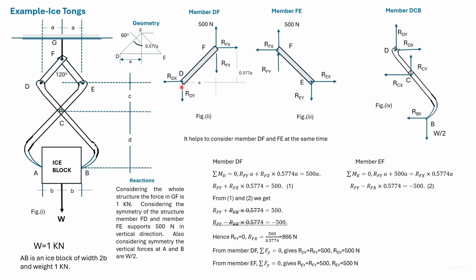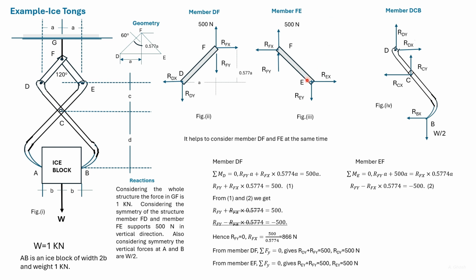Let us take a moment about the point D. Then RFY into A plus RFX into 0.577A is equal to 500 into A, from which we get this equation.